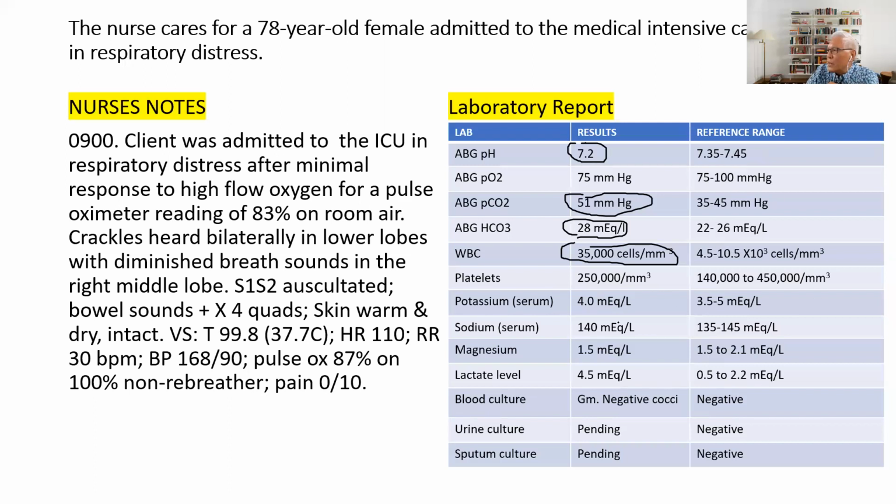The platelets are okay. Your potassium is also okay. Your sodium is okay. Magnesium is okay. Your lactate is 4.5. It's high. And of course, gram-negative cocci, and the urine culture is pending. So remember what are abnormal? You have your ABG pH, your PCO2, and your bicarb, as well as your WBC and your lactate levels. All right, so let's go to the next frame.